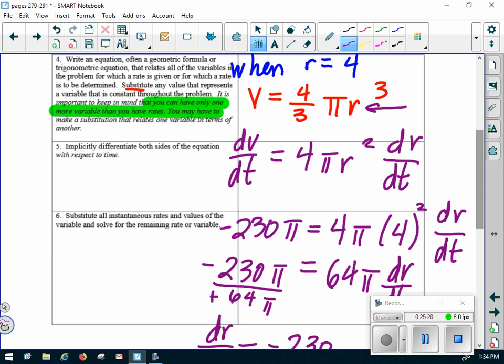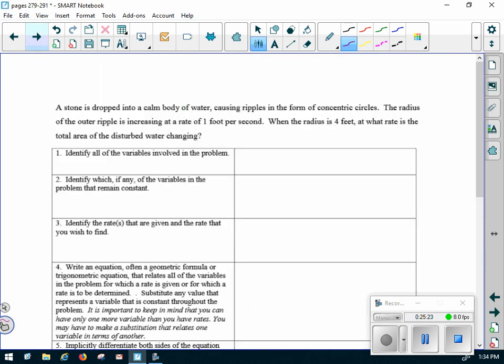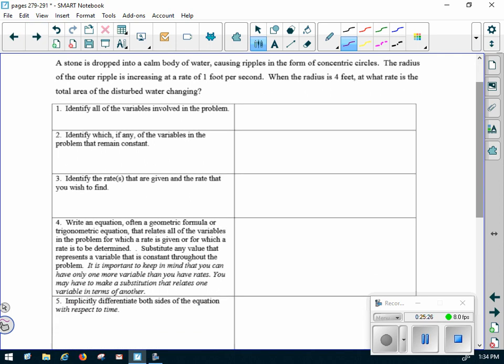Next page. You ever thrown rocks in a pond? Hasn't every kid thrown rocks in a pond? Can't make them skip.